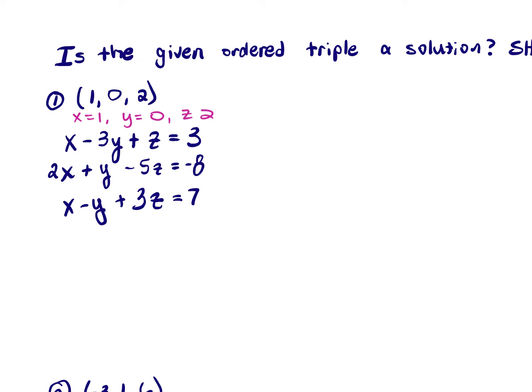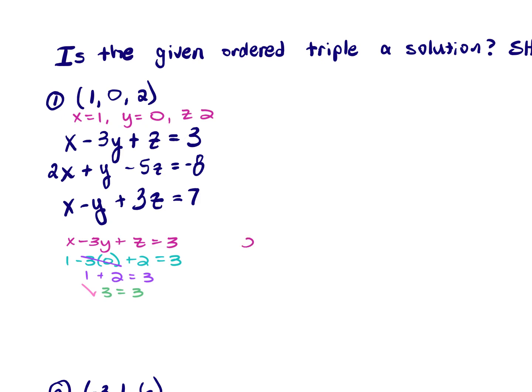If we use the top equation, x minus 3y plus z is equal to 3, and we plug in our values, we're going to get 1 minus 3 times 0 plus 2 is equal to 3. The 3 times 0 is 0, so that cancels out, and 1 plus 2 is equal to 3. So 3 is equal to 3. That one works. That's only the first one, though. You got to try the second and the third as well.